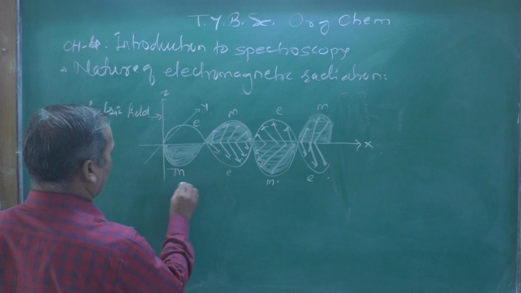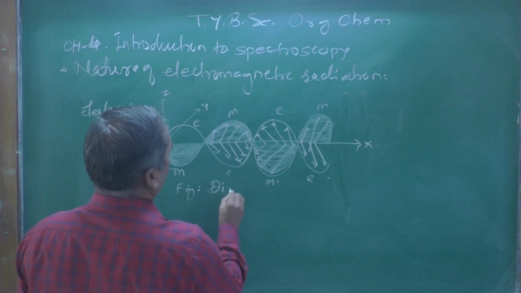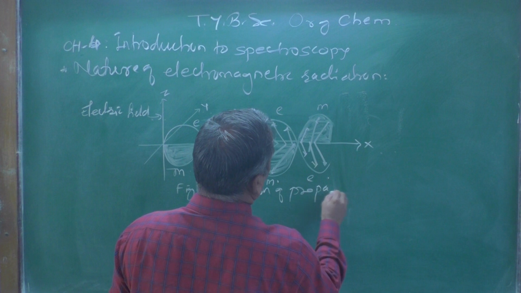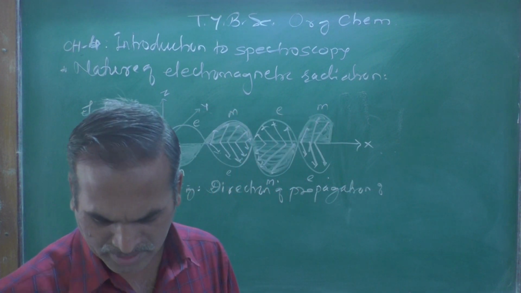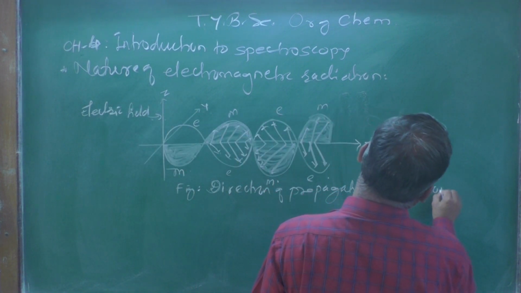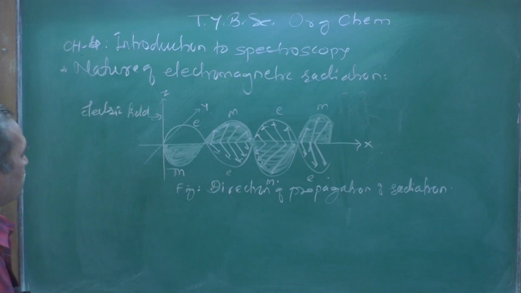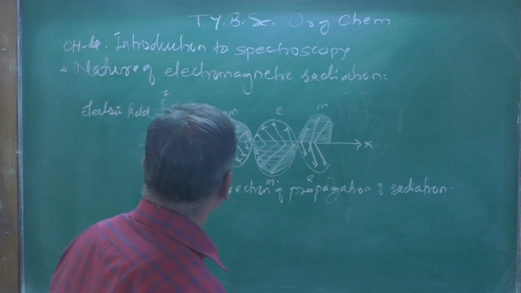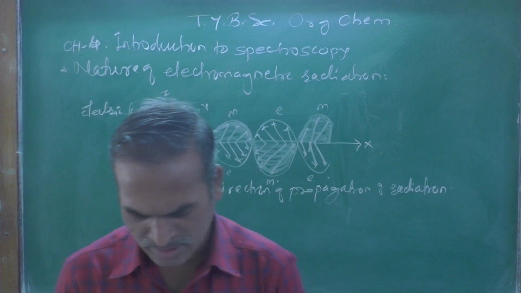This figure indicates the direction of propagation of radiation. This is the figure represented here. Z axis represents the electric field, and y axis represents the magnetic field, and x is the direction of the propagation.